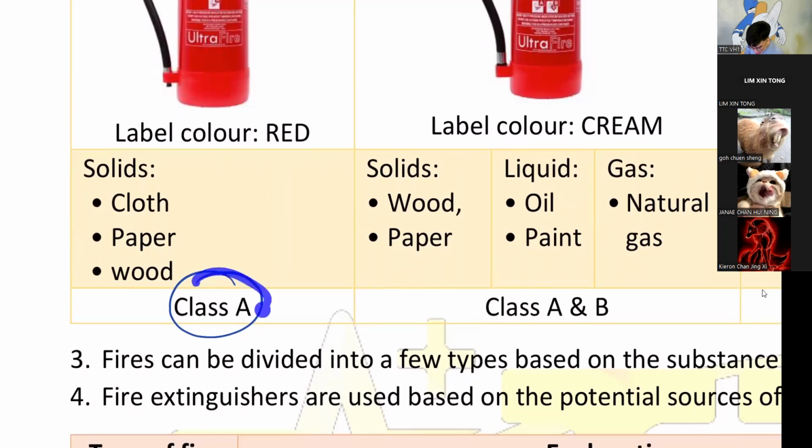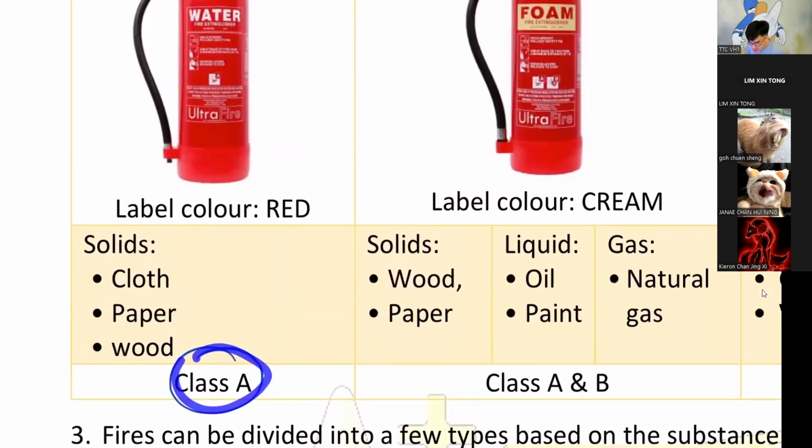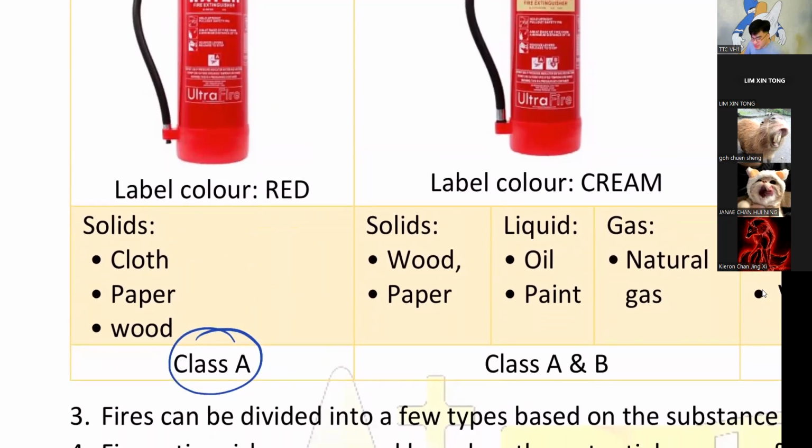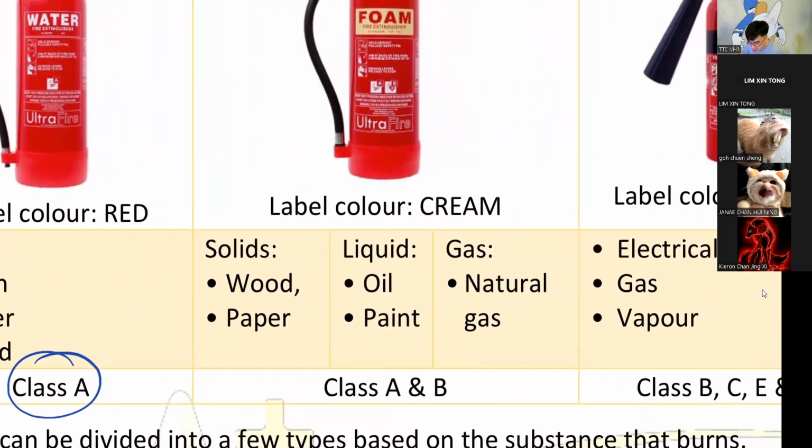Anyway, so class A, this is a very useless fire extinguisher. It's not good for anything. Oh, first time here. Okay. What branch are you from, by the way? Do you have the notes? Because when you register, they should give you the notes ready. If they give it to you, then good.